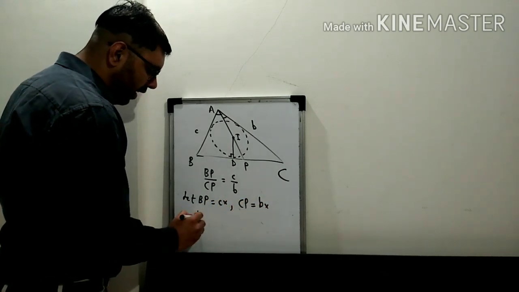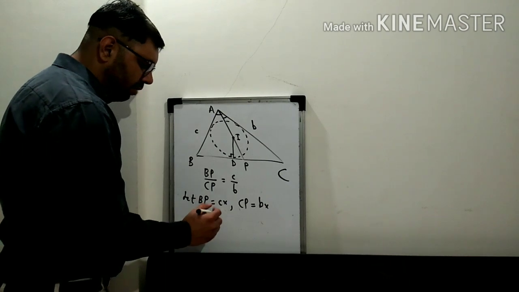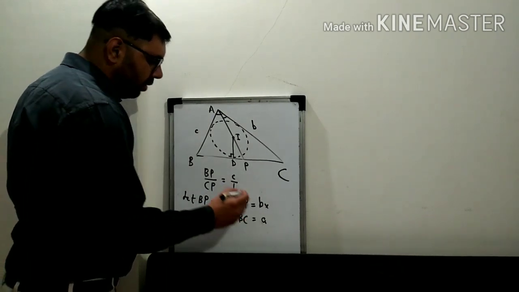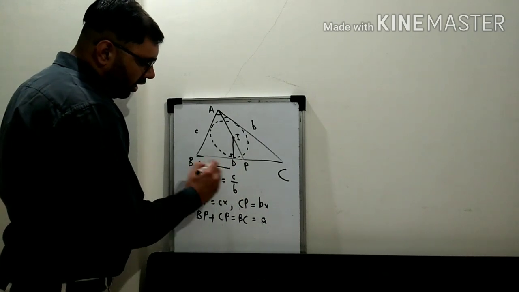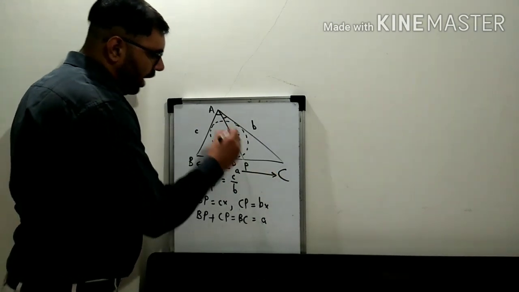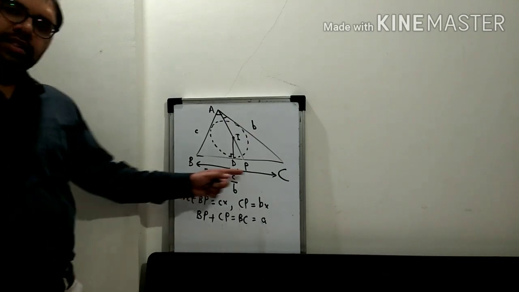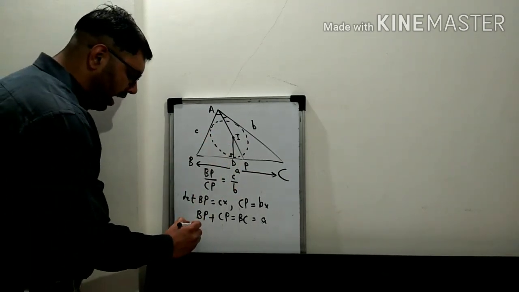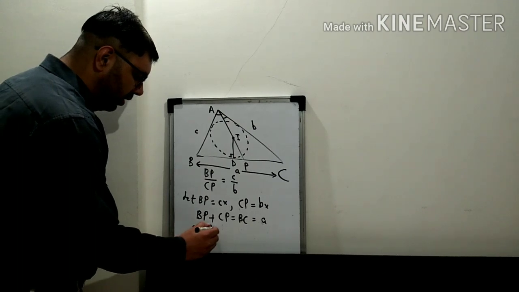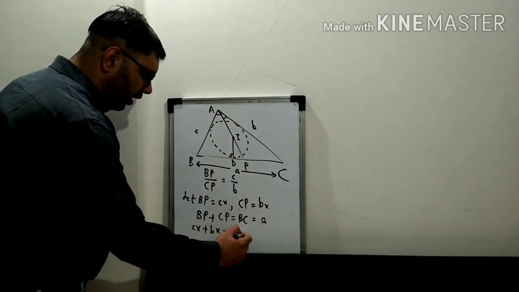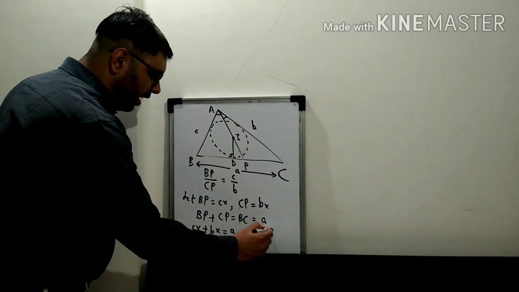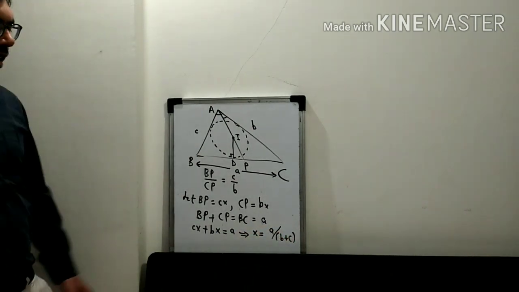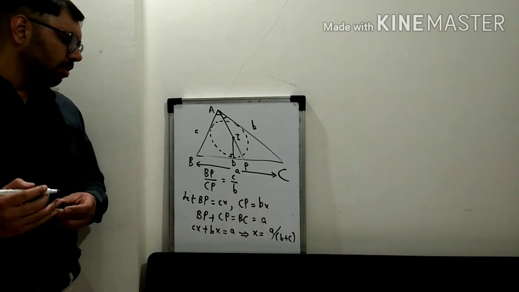Now if I add these two line segments BP and CP, I will get BC, and BC is nothing but a, because small a is the side of the triangle opposite to angle A. So if I put cx here and bx here, cx plus bx is equal to a. In this way I get x equal to a upon b plus c.